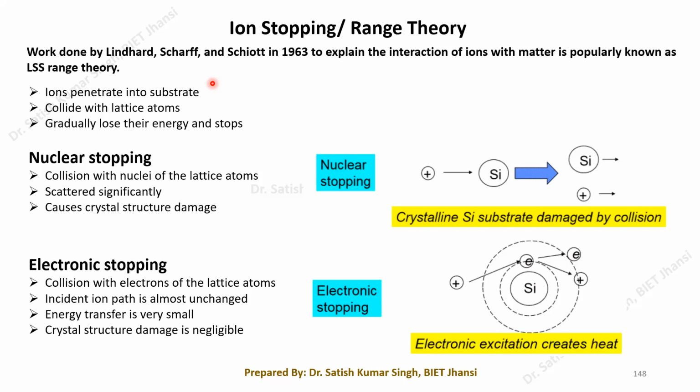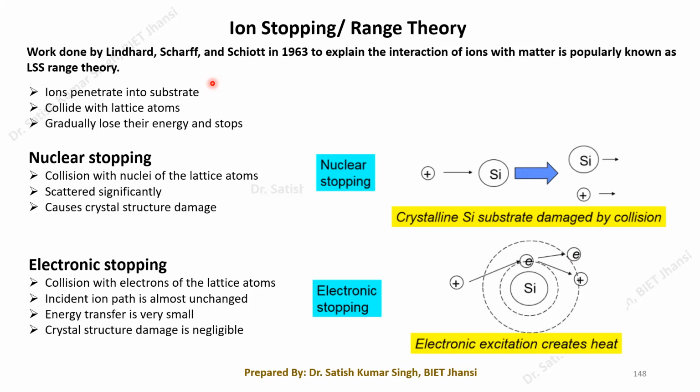So many people have worked to come to a particular conclusion. After Bohr, there were other scientists who worked on that. There was one more scientist whose name was Bethe. Later on, Bloch also worked on this. Then Fermi also worked, and there was one more scientist, Teller. Teller also worked on how these ions are going to interact with the material.